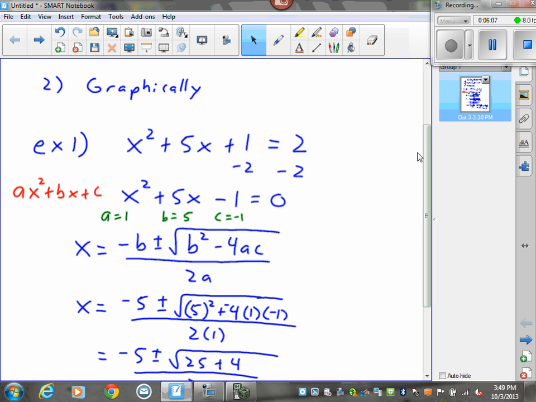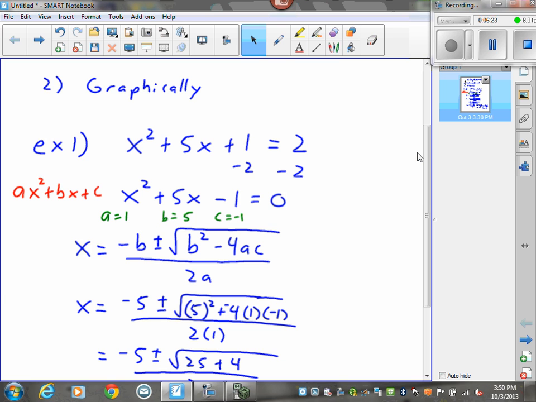First way is, what I'm really trying to figure out is where does x squared plus 5x plus 1 equal 2? Okay? X squared plus 5x plus 1 is a parabola, a quadratic equation, so it's a U-shaped graph. And 2 is a constant.